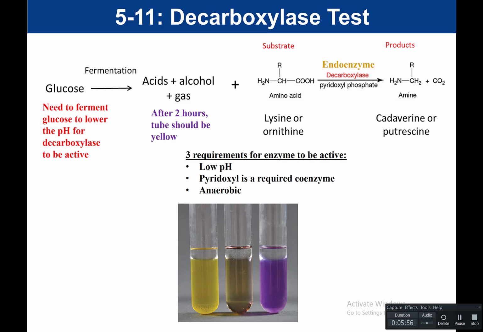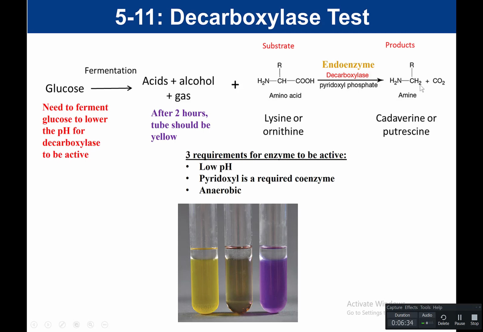So those 3 requirements have to be met in order for the enzyme to be active. If bacteria produce decarboxylase, they're going to take the amino acid substrate and remove the carboxyl group, and our products are going to be what we call a diamine. You're going to see that with lysine and ornithine, the R group has an amino group on it as well. So we get these diamines and we get carbon dioxide, CO2. Those are our 2 products.